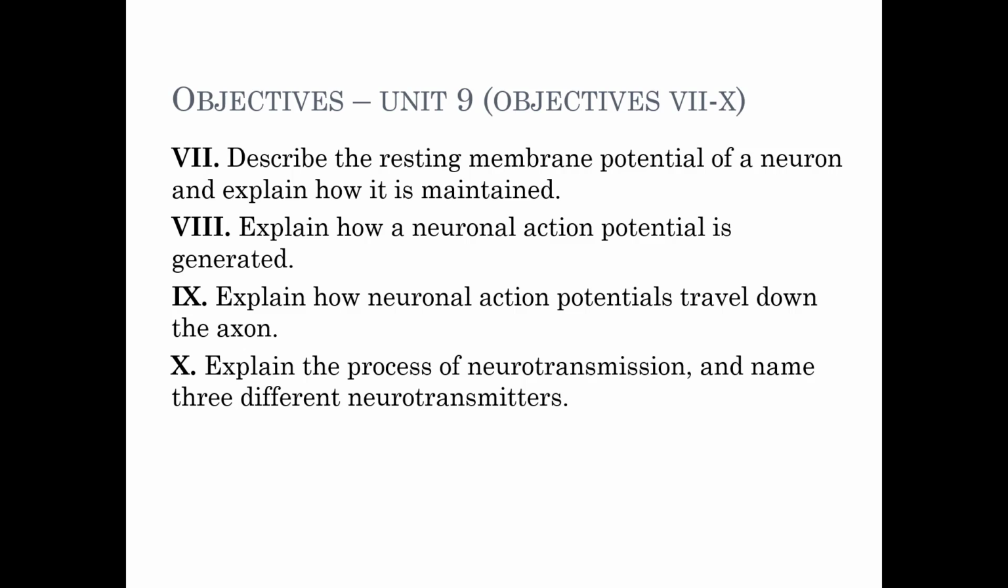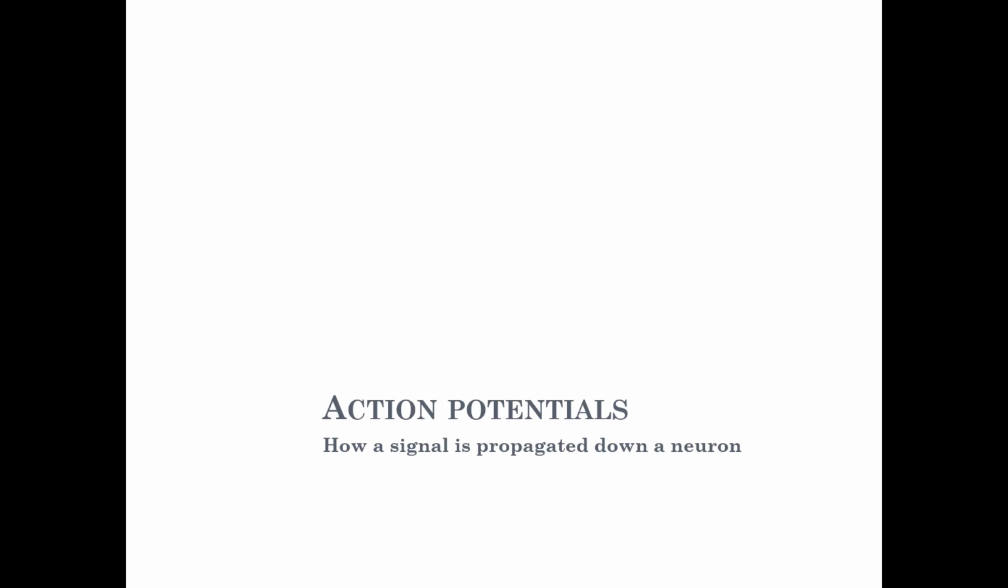We're going to start by looking at the resting membrane potential of a neuron. We're going to talk about how it's generated, how it is propagated, and then how it is transmitted from one neuron to another cell. And we're going to talk about 3 different neurotransmitters. That's your objective, to name 3 of them. I'll give you more than 3, obviously. So we're going to start by talking about an action potential.